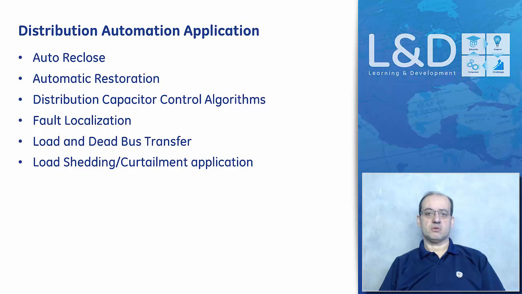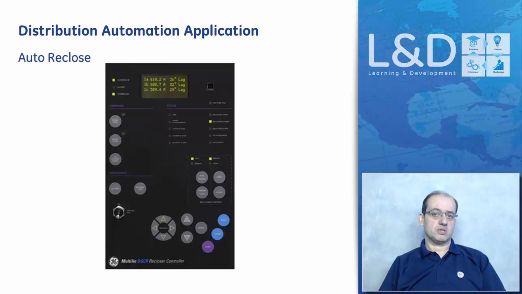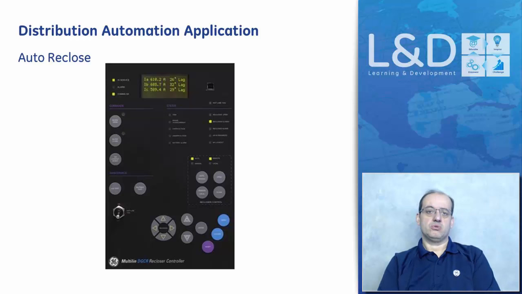So the first one we'll talk about is the auto reclose. Of course, there are auto reclosers whose main function is just to do auto reclosing in the field, but let's say there is an application that you can build that will allow you to do auto reclosing. The automatic reclose application can automatically reclose a tripped circuit breaker, allowing the power system to recover from a momentary fault. The automatic reclose supports multiple automatic reclose functions. Each automatic reclose function supports a configurable number of reclose attempts, each with individual configurable dead times and reclaim times.